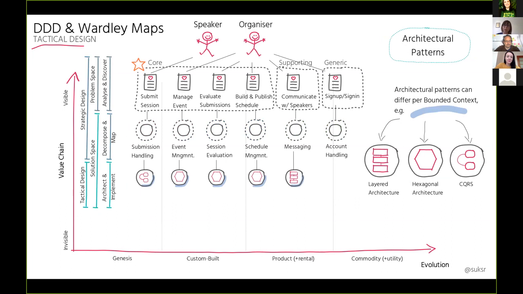And each bounded context can have different architecture patterns applied. And that's where we enter the field of the tactical design. So for example, one bounded context can go with a layered architecture where we split our source code into layers such as presentation, business logic, and persistence layer. Or as a hexagonal architecture, a specific form of layered architecture that I will address a little bit in a minute, or as CQRS, command query responsibility segregation, where we split our business logic into different models for reading information and for updating information.